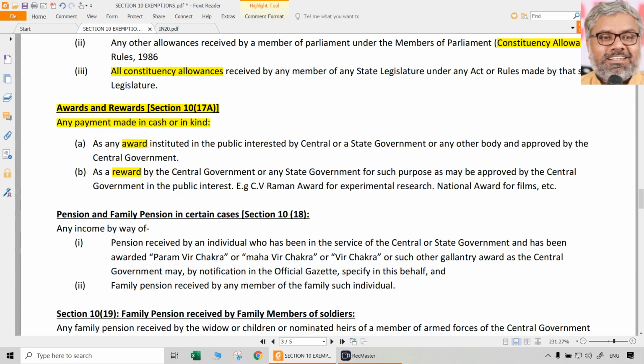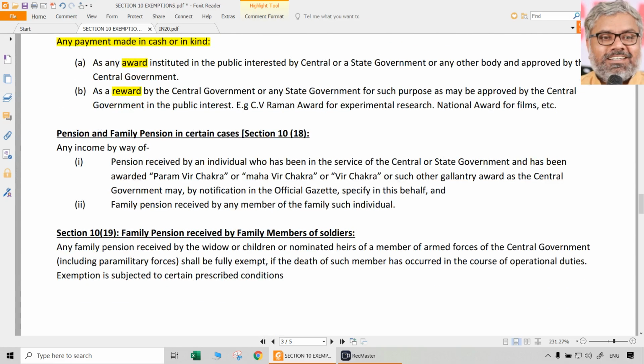For example, the C.V. Raman Award for experimental research, national awards for films and all, they get national awards, no? So those things are all exempt. Amount received by those awardees are exempt. That is under section 10(17A). Nothing special. This is also normally understandable.